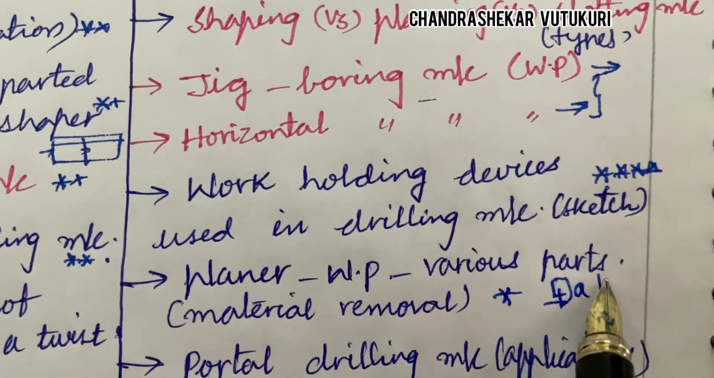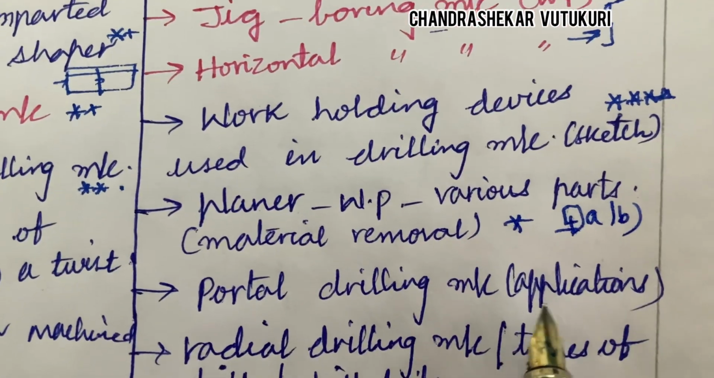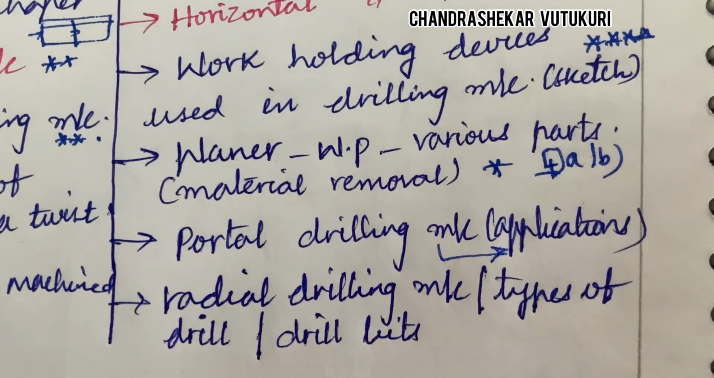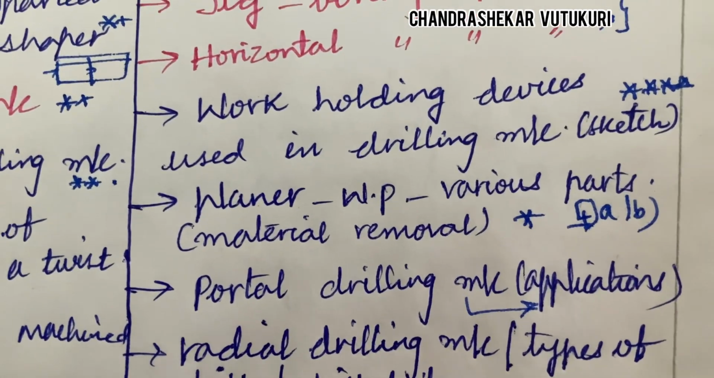5A as well as 5B. Portable drilling machine, its applications is a short question. Radial drilling machine and the types of drills and drill bits may be also a short question, dear students.